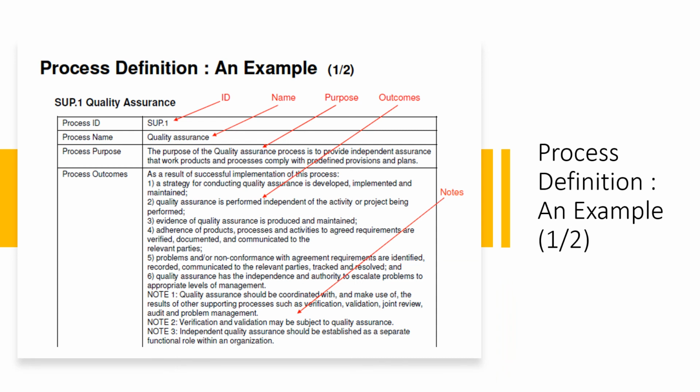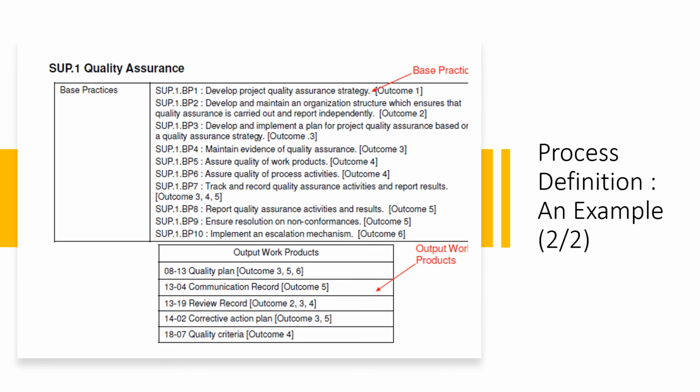Here is an example of the process area I have taken, the quality assurance process area. There is a process ID, process name, process purpose, process outcome, best practices, and output work products. The output work products are mentioned there, like 3, 6, 3, 5, 6 and so on. You can refer to them in the best practices and in the outcomes as well. So that's it for today.